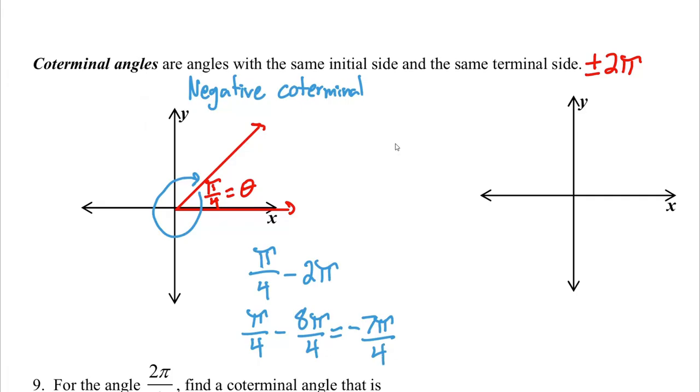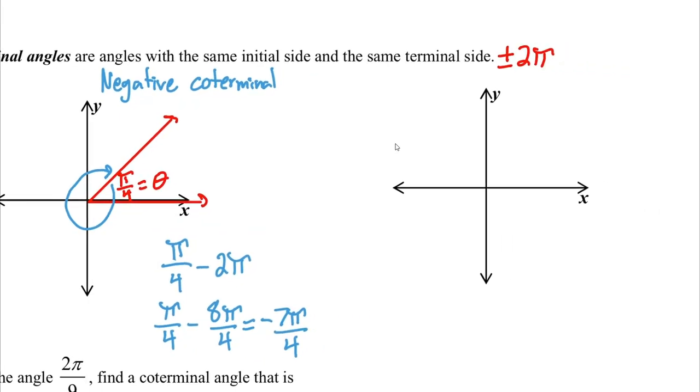So these angles are essentially congruent. We're getting the same angle. The first one we went counterclockwise, the second one we went clockwise. Okay, so we can also have a positive coterminal angle. So again, working with the same angle, the same pi over 4.